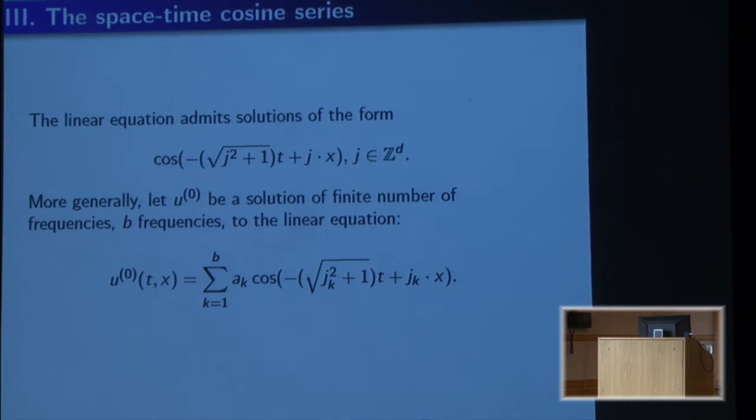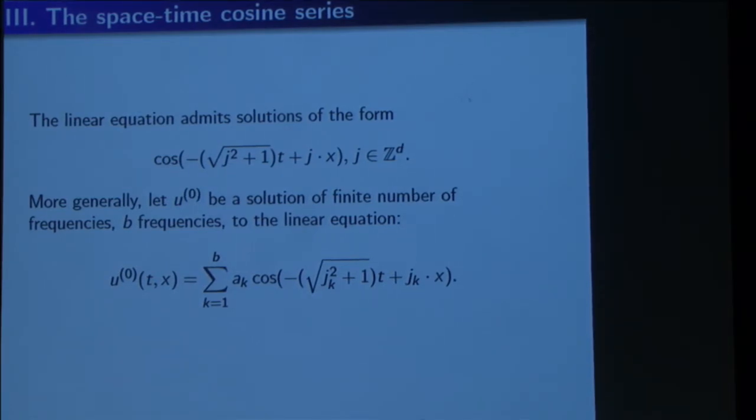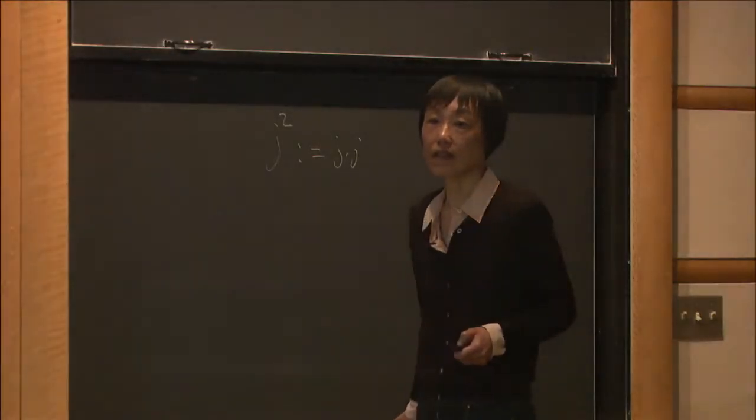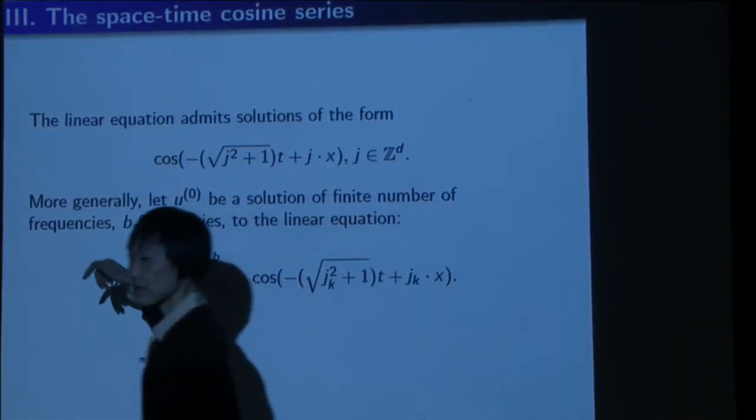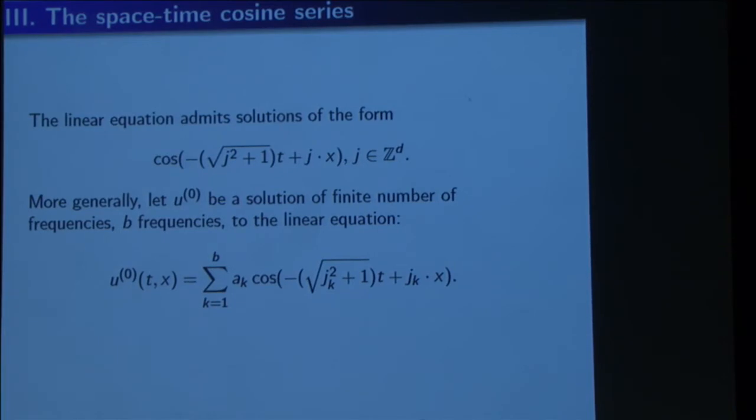So J squared stands for J dot J. And the K means? K is the index from 1 to B. On the next slide, there are 4.